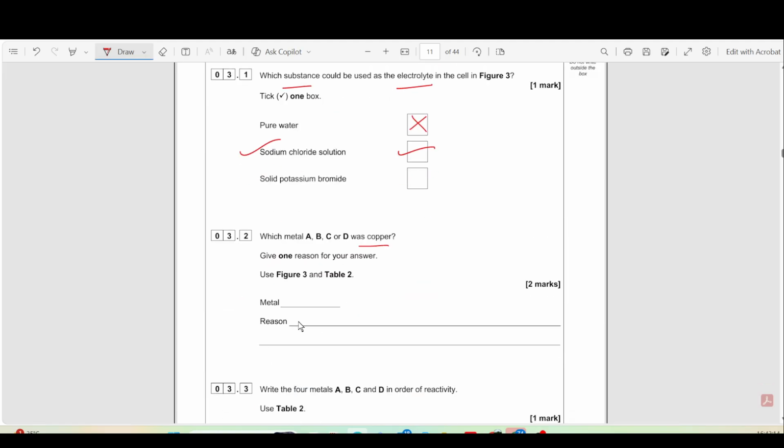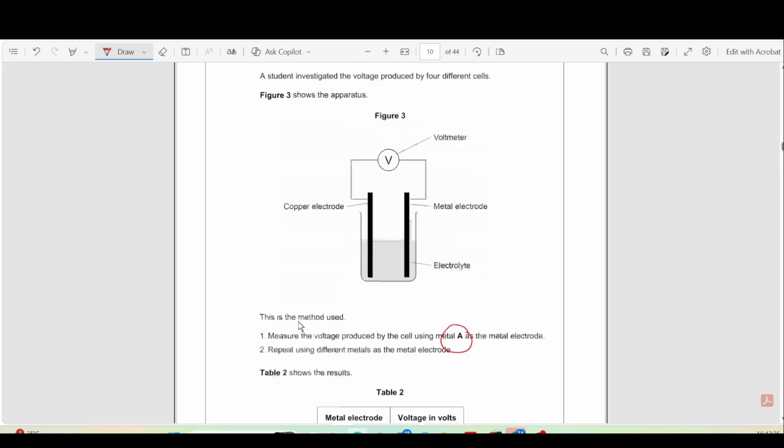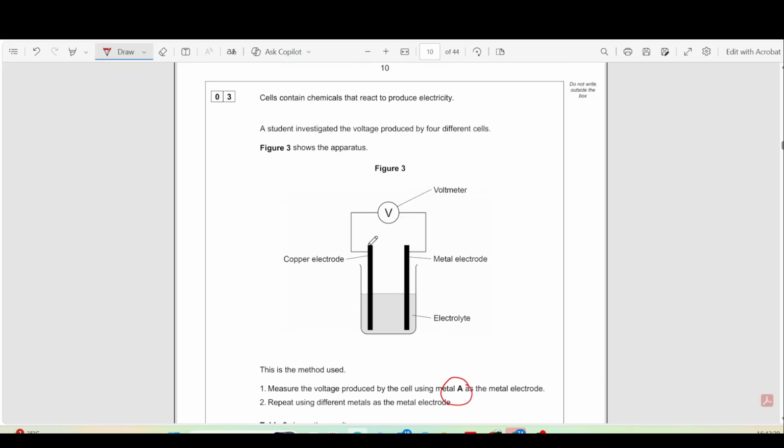So the answer could be C. The reason you will write is that the metal produces positive but low voltage when paired with a more reactive metal like zinc or magnesium. Here it is paired with a copper electrode.